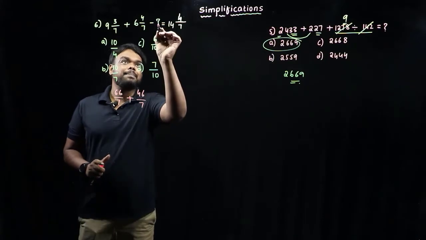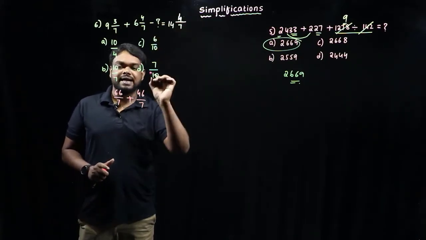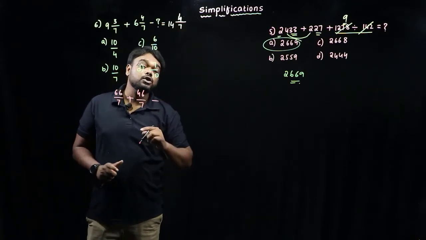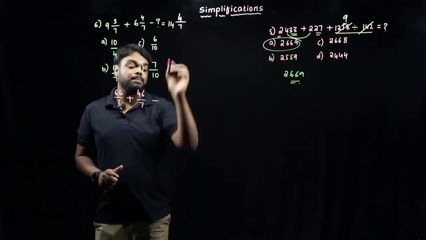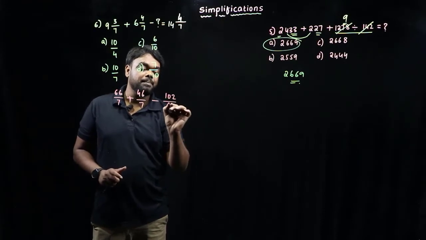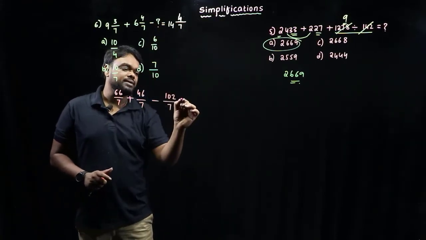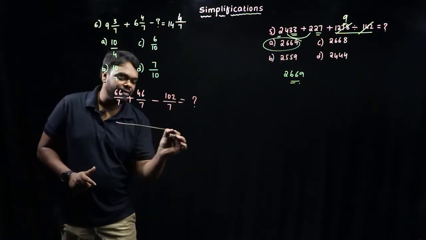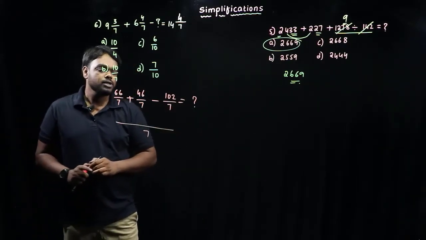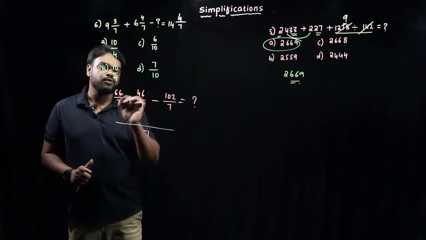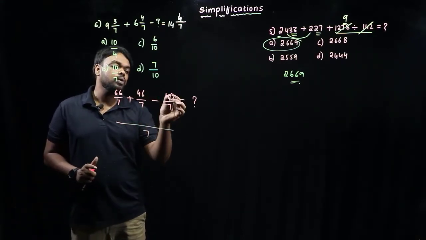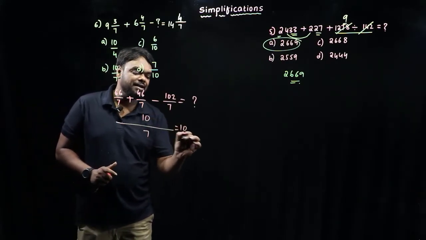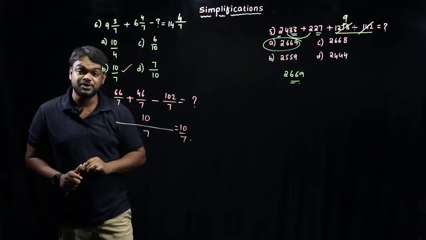Next, let me send this minus sign to the other side and bring it to this side. Minus 14 into 7 is 98. 98 plus 4 is 102 divided by 7. And I'll send that question mark to the other side, that becomes plus. Right? Now, if we solve this, finally we have a common denominator, that is 7. So, 66 plus 46 is 112. 112 minus 102 is 10. So our answer is 10 by 7. We have the answer absolutely.